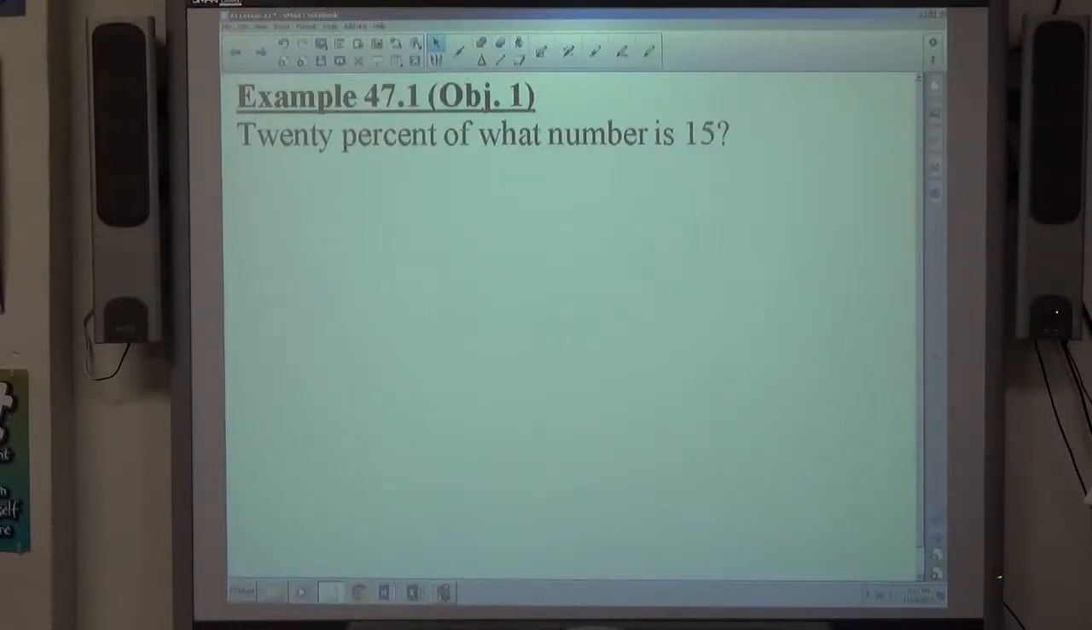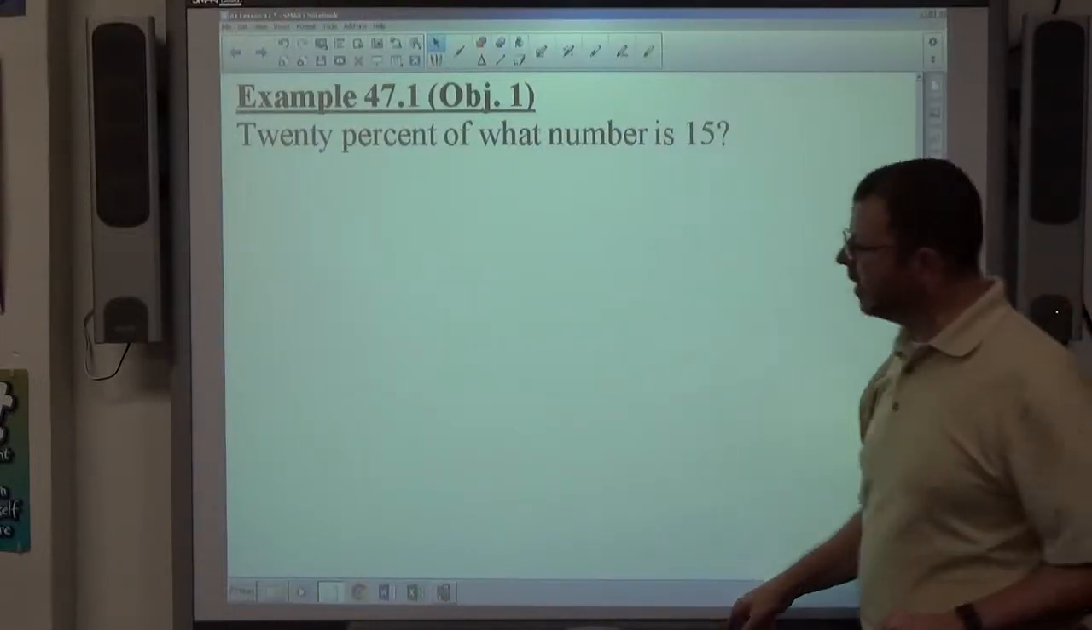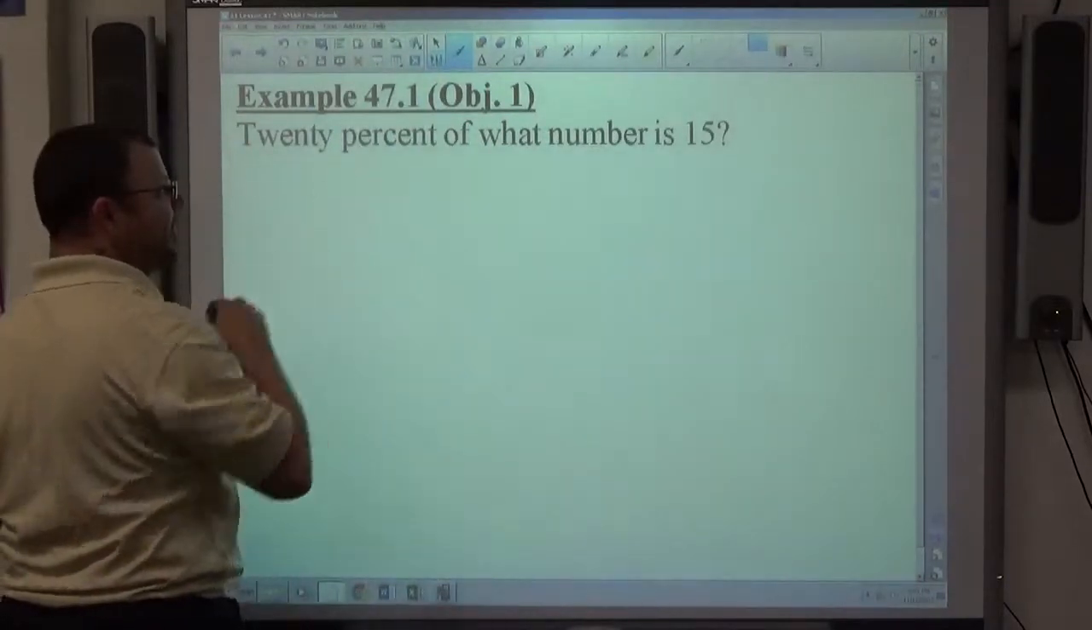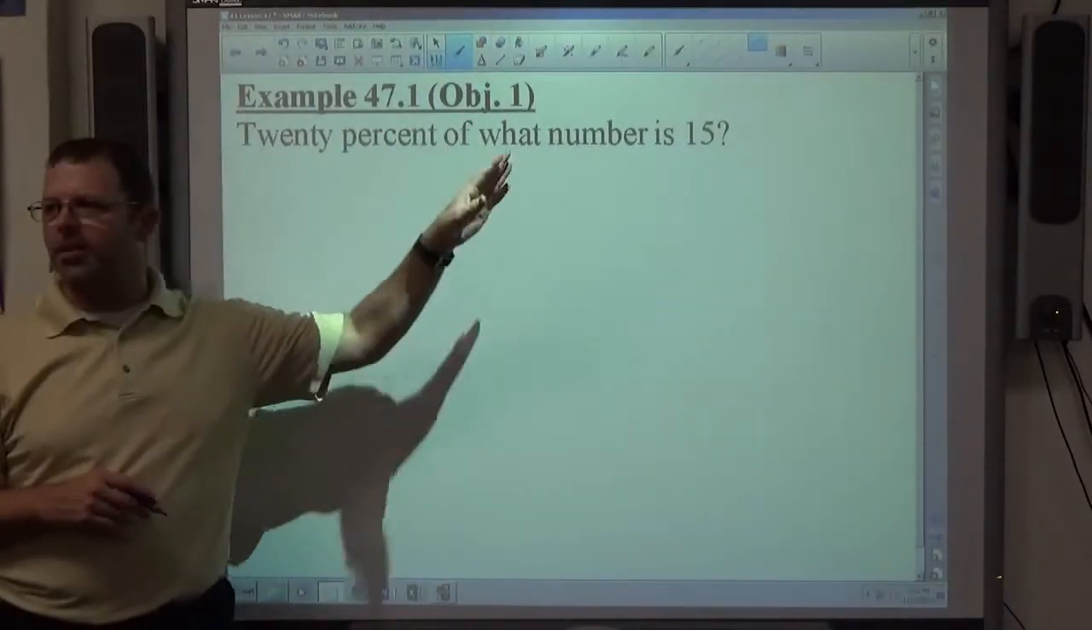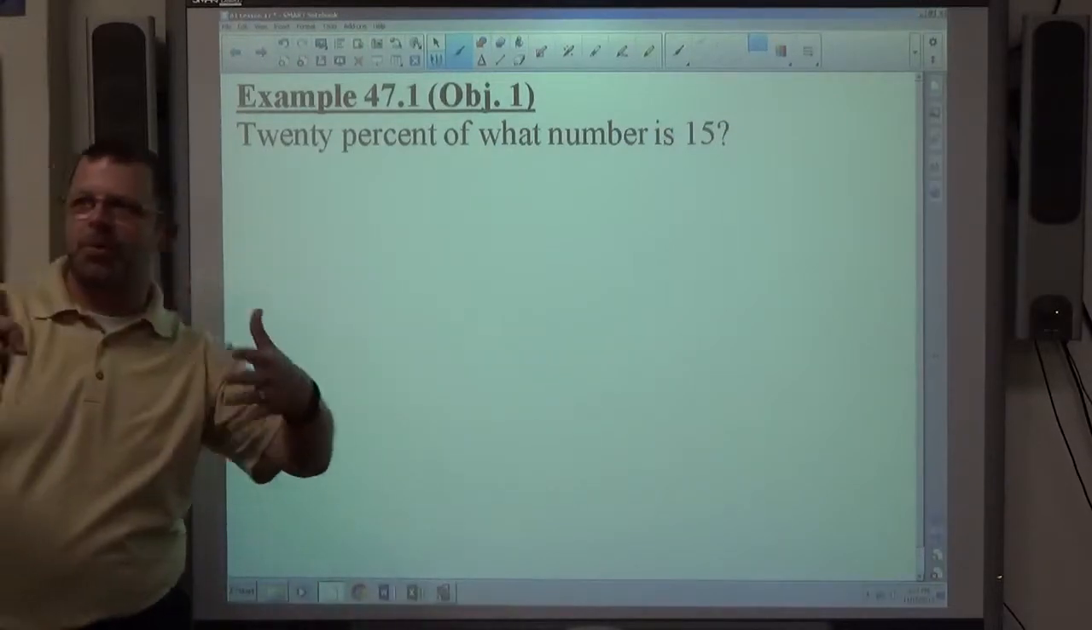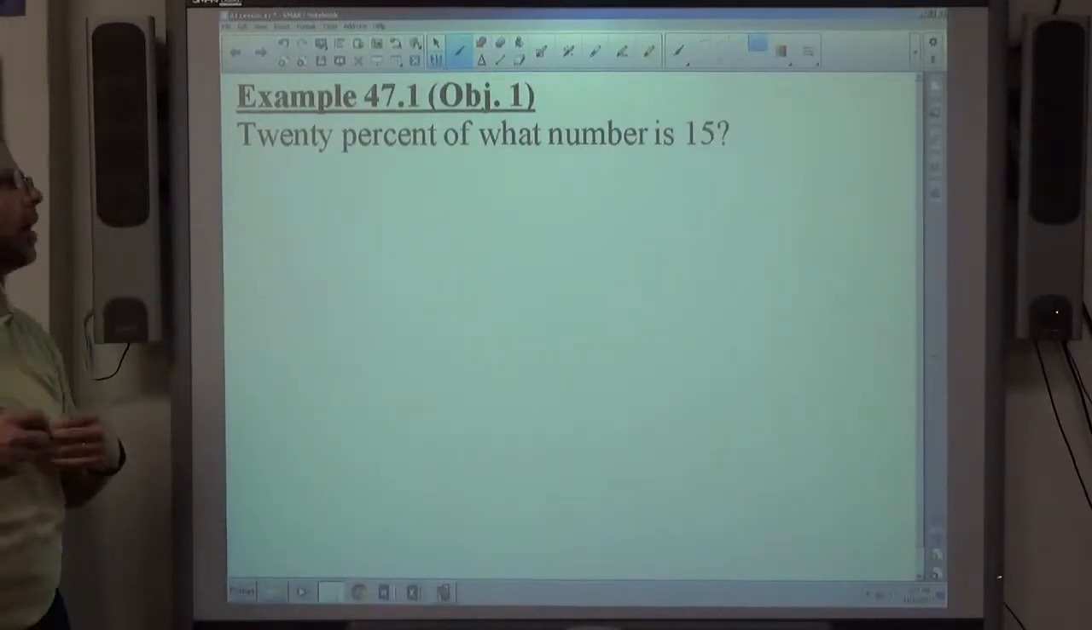Example 1: 20% of what number is 15? To solve a percent sentence problem, and they're very obvious, you're going to see something percent of something is something, or some number is some percent of some number. It'll be something along those lines.